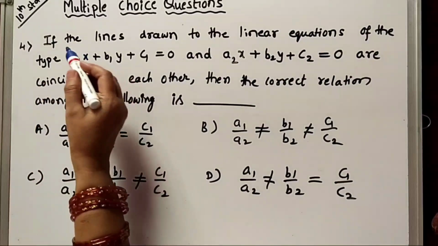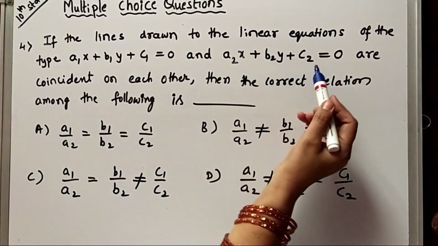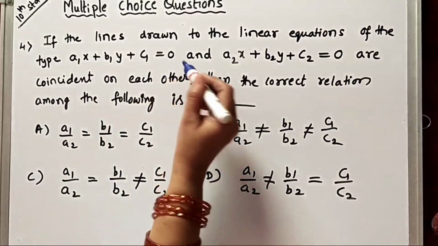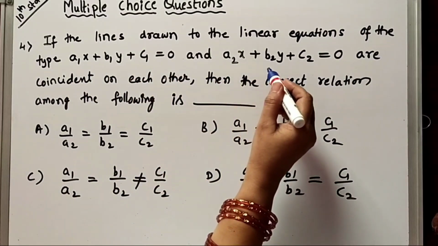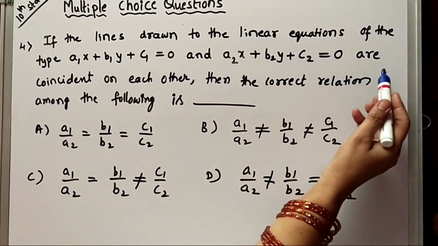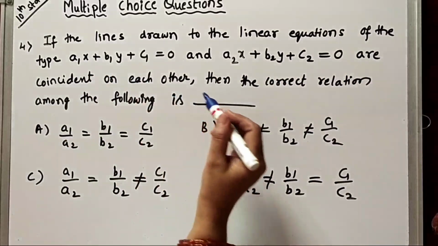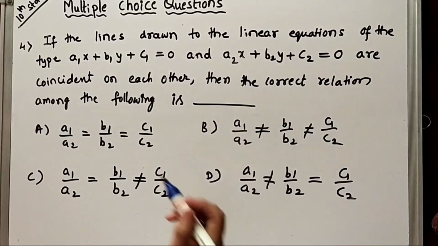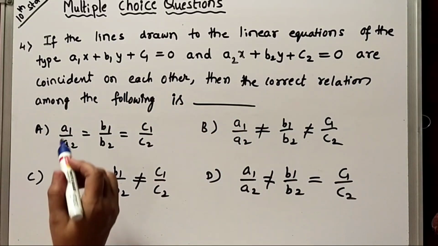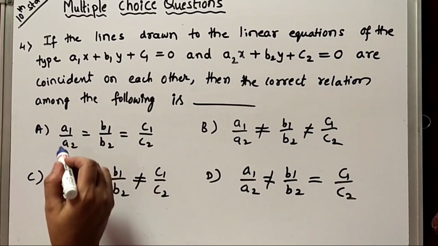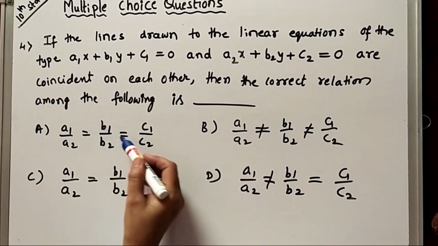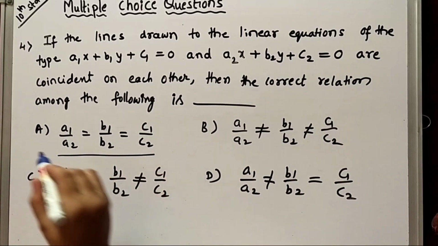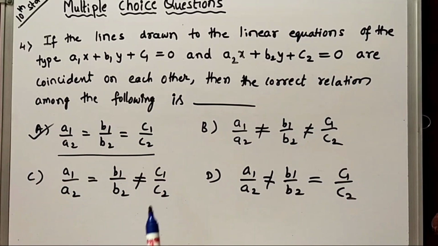Question number 4. If the lines drawn to the linear equations of the type a1x plus b1y plus c1 is equal to 0 and a2x plus b2y plus c2 is equal to 0 are coincident on each other, then the correct relation among the following is... So the condition for coincident is ratios must be equal. a1 by a2 is equal to b1 by b2 is equal to c1 by c2. Yes, this is the correct answer. All ratios are equal for coincident.